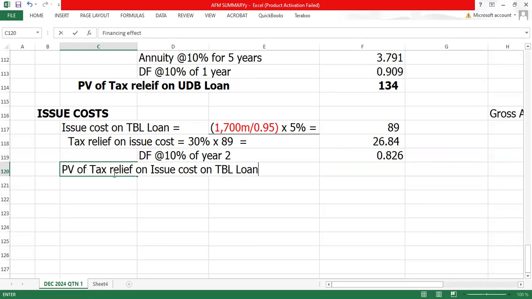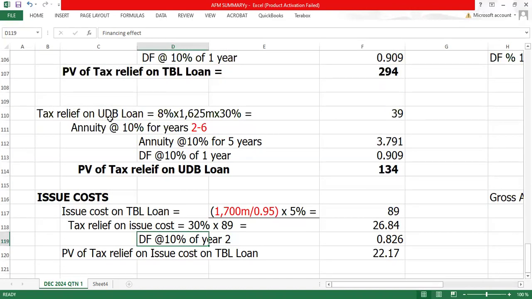You multiply. Is that hard, guys? Is that hard? The reason why we don't use annuity here under the issue costs is that it's a one-off transaction. It's not that every year you are paying issue cost. It's not like here.